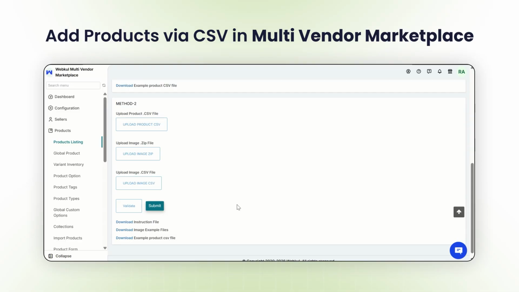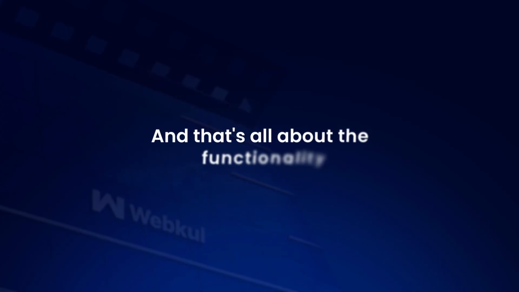Please note that a maximum of 500 products, including variants, can be uploaded at a time. Product files should always be validated before submission. And that's how you can quickly add multiple products using the Add Product by CSV feature in the Webkul Multi-Vendor Marketplace application. And that's all about the functionality.